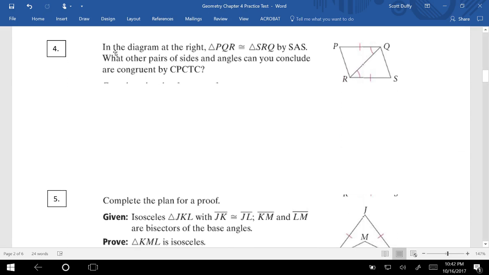Alright. In the diagram on the right, triangle PQR is congruent to triangle SRQ by side, angle, side, meaning side, angle, and then this would be the other side. What other parts of sides and angles can you conclude are congruent by corresponding parts of congruent triangles are congruent? So basically the ones that aren't marked. So I can say that angle P is equal to angle S.